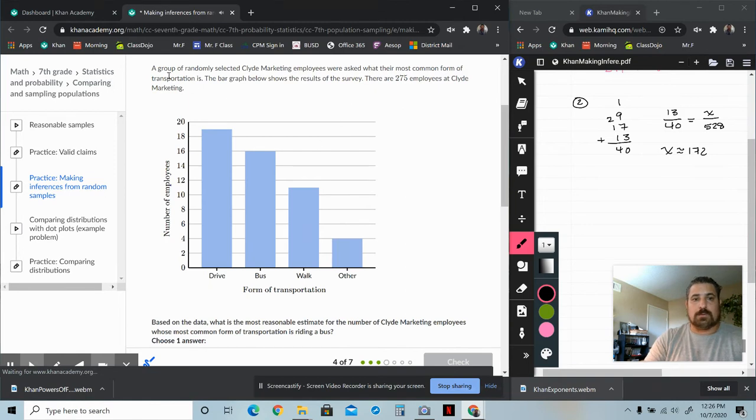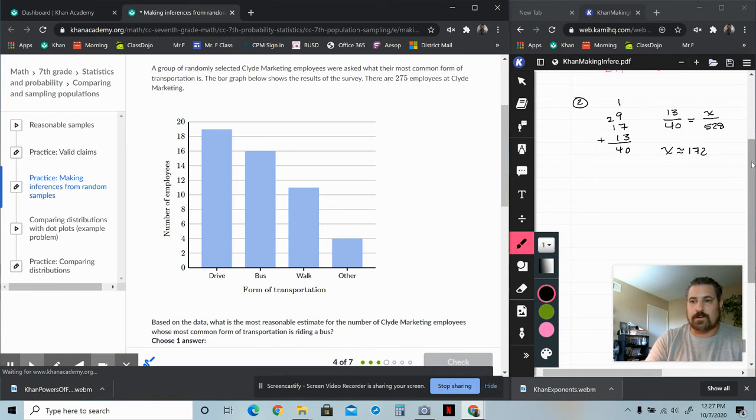Okay, let's take a look at the next one. A group of randomly selected Clyde Marketing employees were asked what their most common form of transportation is. The bar graph below shows the results of the survey. There are 275 employees at Clyde Marketing, so that's the total number of employees, not the ones that were surveyed. It says, based on the data, what is the most reasonable estimate for the number of Clyde Marketing employees whose most common form of transportation is riding a bus?